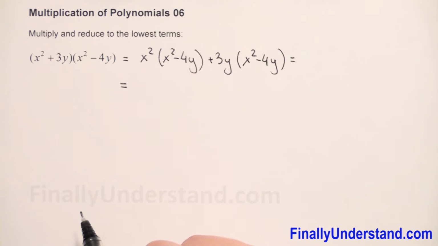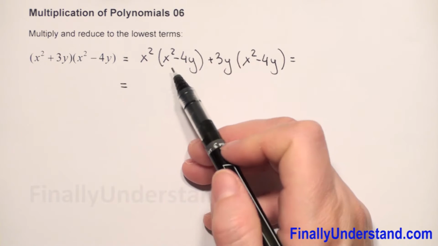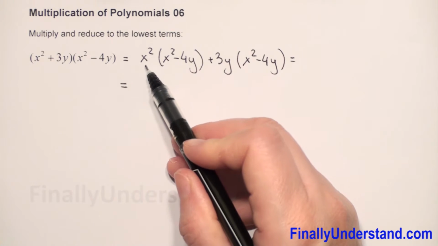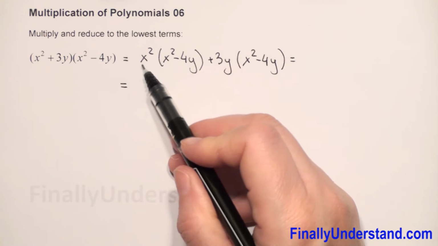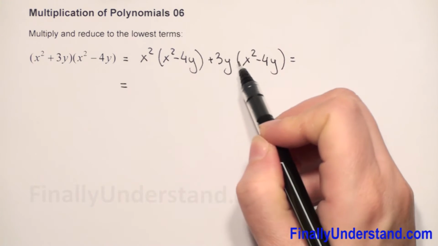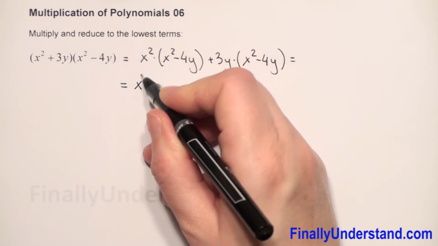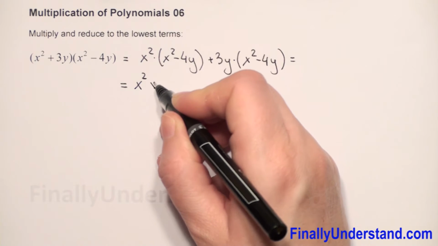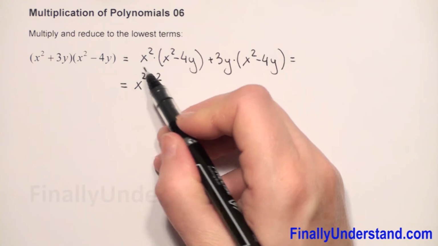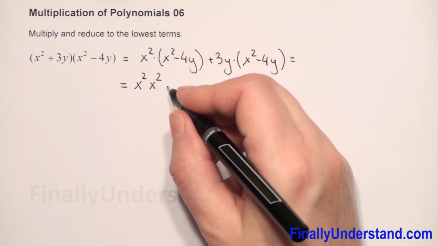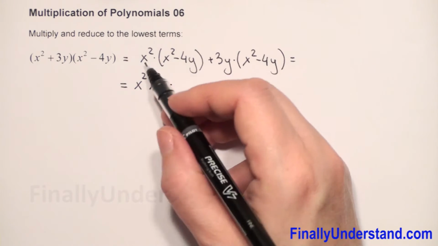It means we have to multiply every term in the parenthesis by x squared in the first expression and in the second expression also. So we have x squared times x squared, and now positive times negative. When we don't have a sign, it is always positive, so positive times negative is negative.